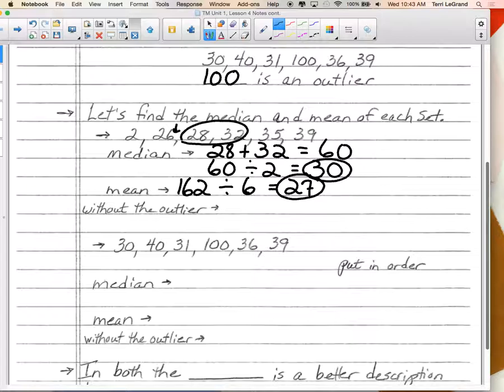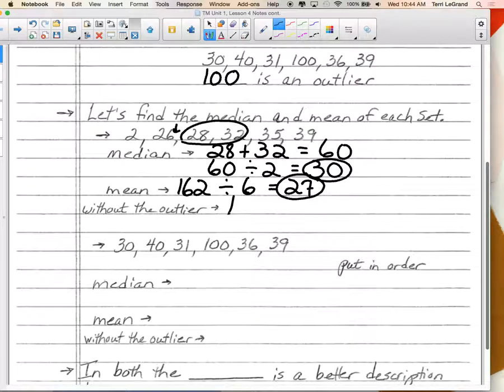Now what I want us to do is find the mean without the outlier. So we're gonna ditch the outlier. What's our outlier again? 2. So leave out 2, and I want you to add the other 5 numbers together. Or in other words, does anybody know a shortcut for how we can figure out the sum without the outlier? Subtract 2 from 162. Yeah.